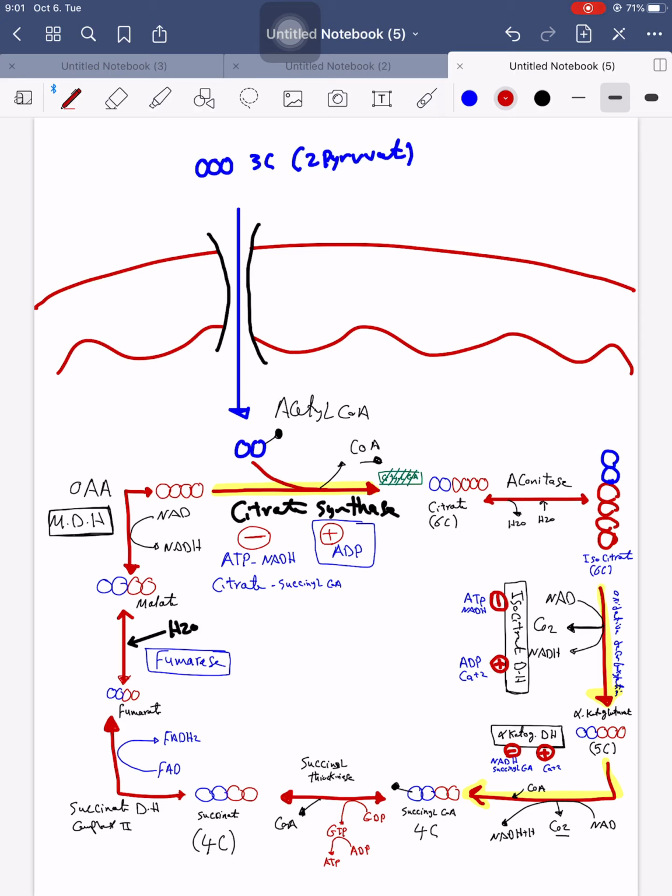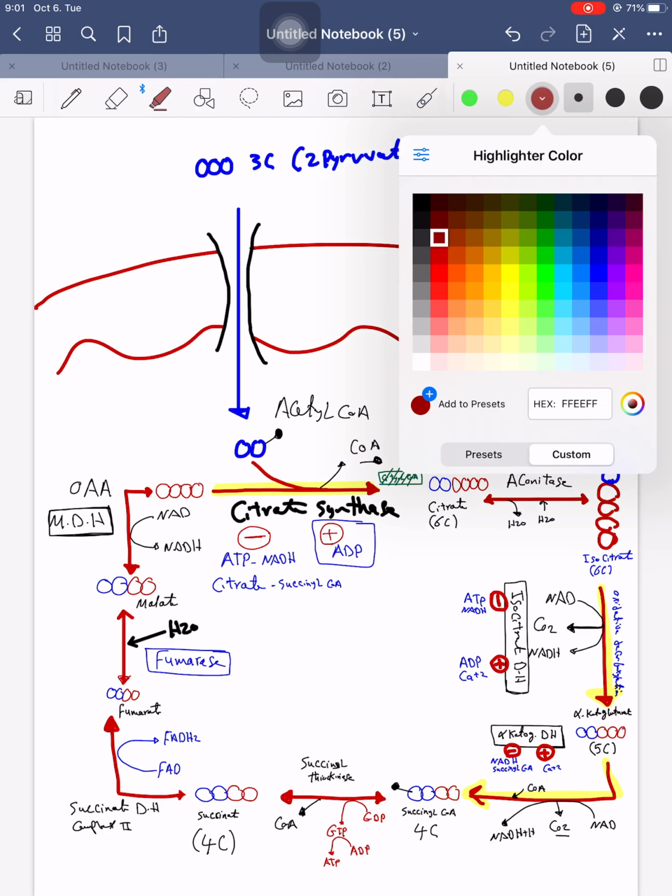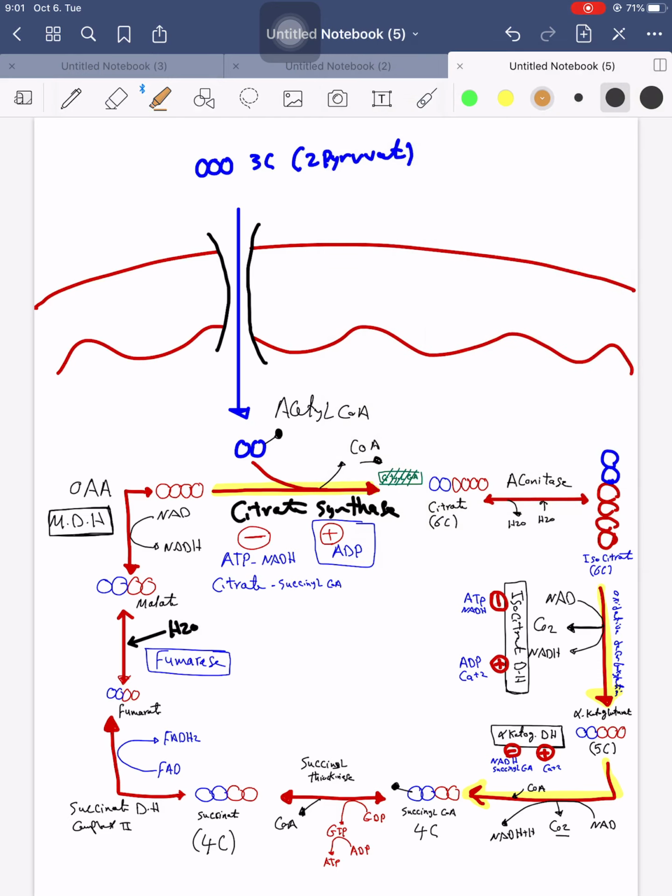And please remember, the enzymes working in irreversible directions are highly regulated. So I will also highlight for you those enzymes which are highly regulated. Citrate synthase is regulated by ATP, NADH, citrate, and succinyl coenzyme A, which will inhibit it, while ADP will activate it. The other enzyme is isocitrate dehydrogenase. It is very important. And the last one, alpha ketoglutarate dehydrogenase, is also very important.